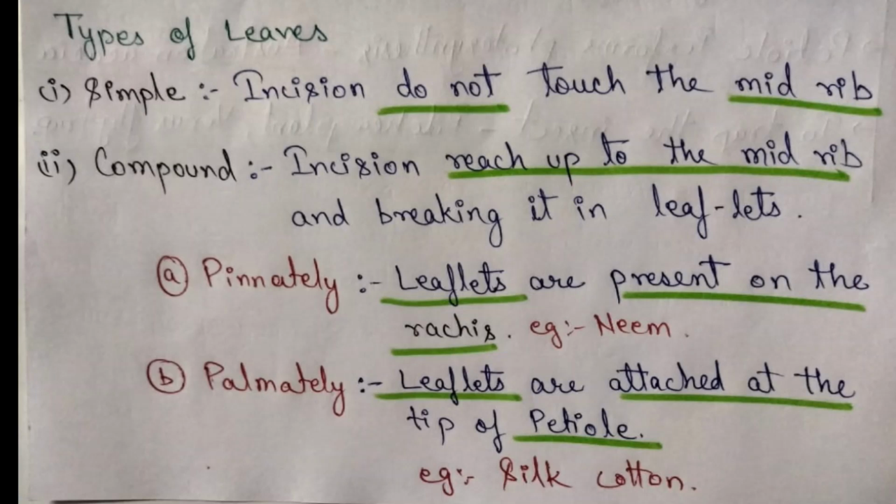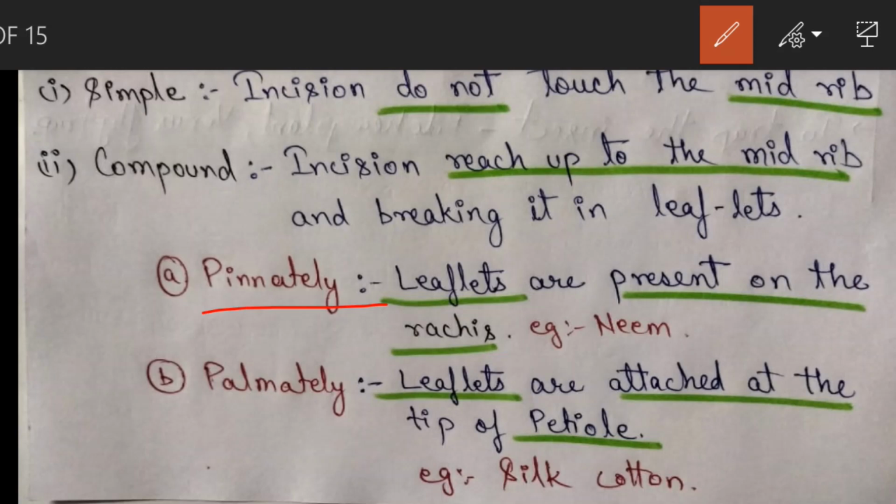We define simple as if incision does not touch the midrib, then the leaf is simple, and in compound, incision reaches up to the midrib and breaks it into many leaflets. It is of two types, pinnately compound, in which leaflets are present on a rachis, example is neem, and palmately compound leaf, in which leaflets are attached at tip of petiole, example is silk cotton.